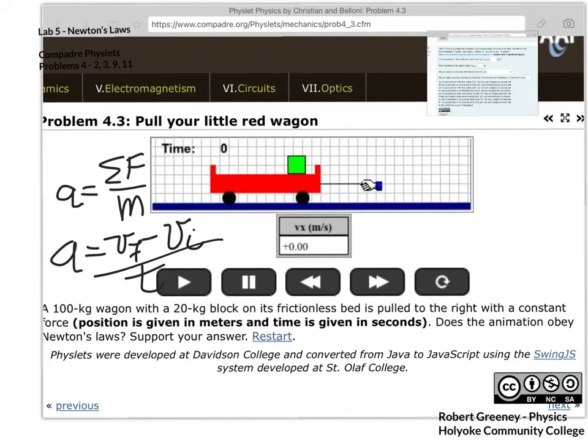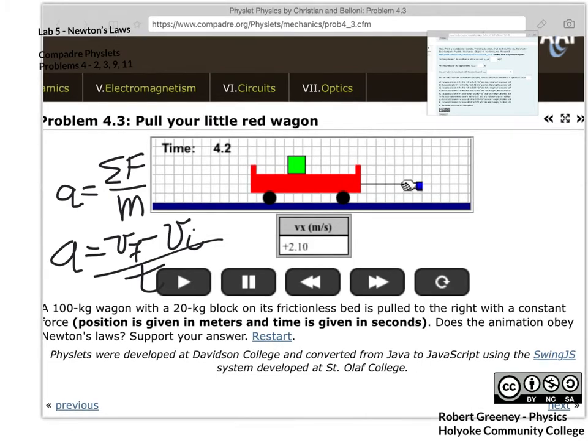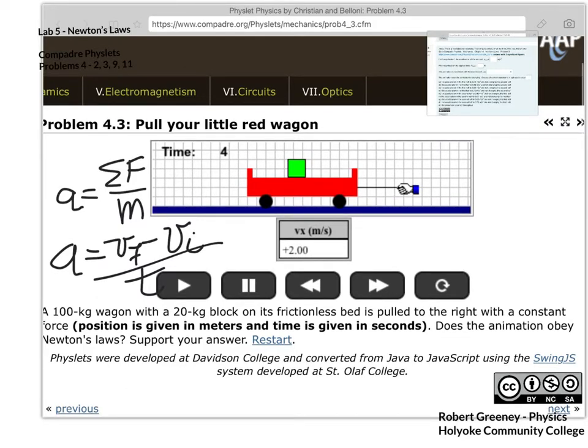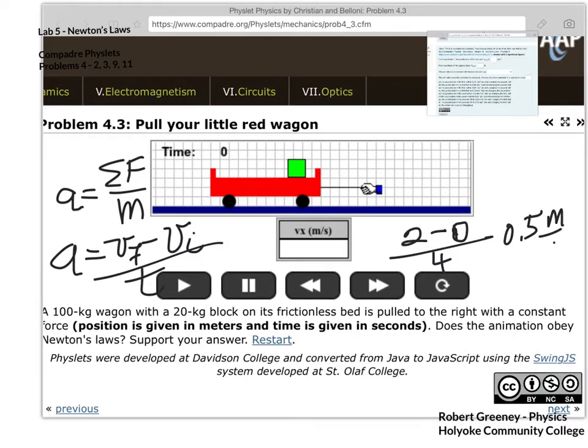So let's start at 0 velocity and 0 time, and let's go for 4 seconds, a velocity of 2. So 2 meters per second minus 0 meters per second divided by 4 seconds, 0.5 meters per second squared, right, if I put all the units in.